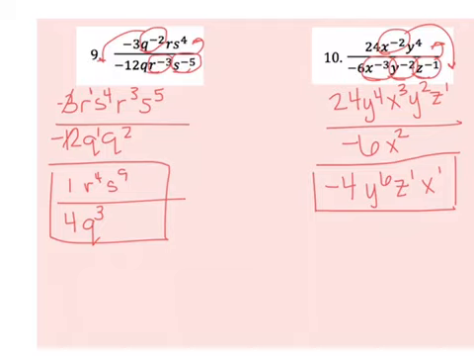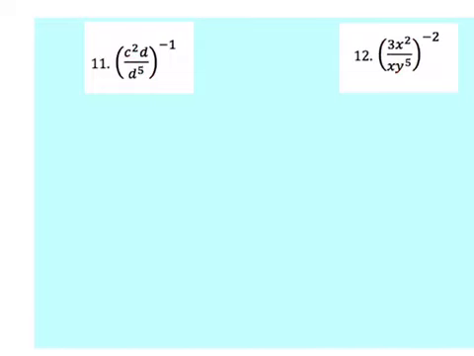All right, so I go ahead and I got negative 4, y to the 6th, z to the 1, x to the 1. If you got something different at all, come chat with me before moving forward. Make sure you really understand these so that when you get to that quiz, you're set and you're ready to go.